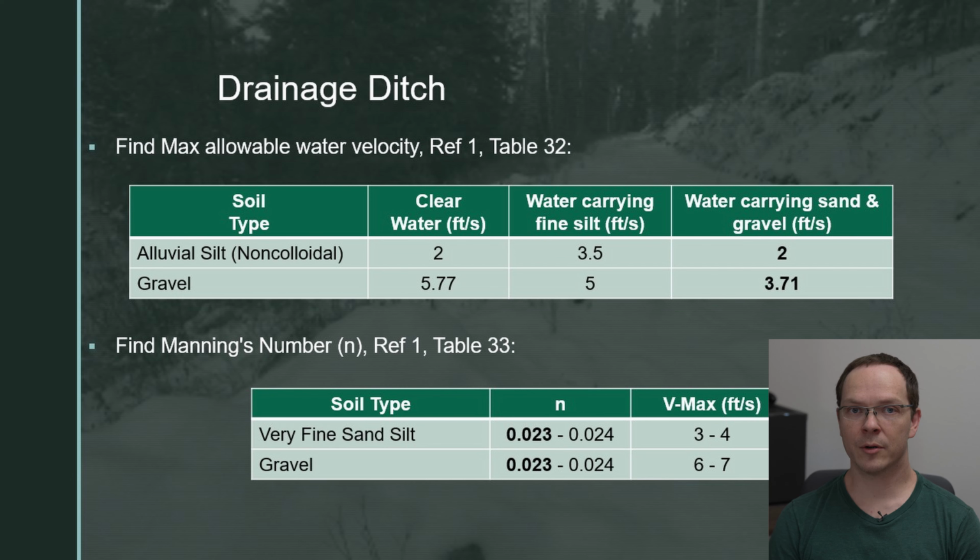The Manning number, which was in that formula, is just another lookup. And for us, the very fine sand silt is 0.023, and gravel is actually about the same. I believe the Vmax, in the right column there, is how fast the water can flow before that number is not really valid anymore. For you to be using those numbers, you need to stay under Vmax, and it's just something to keep in the back of your head.